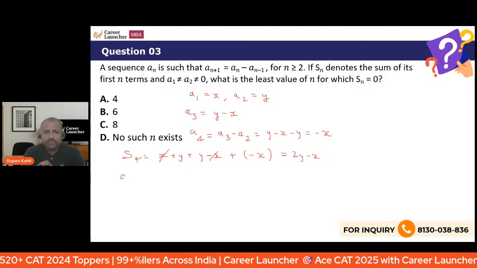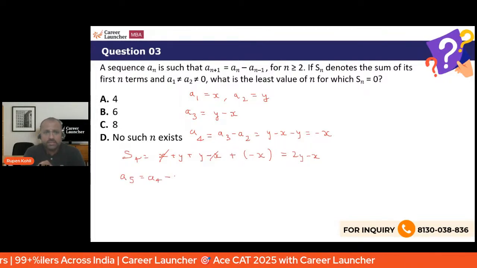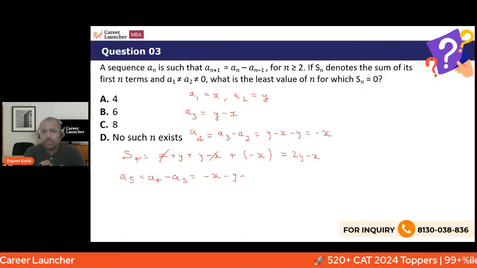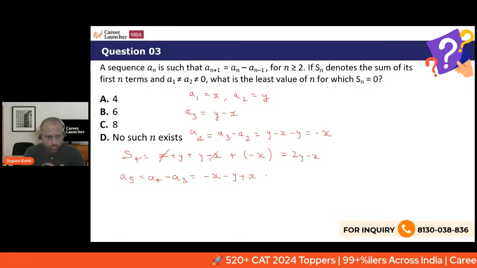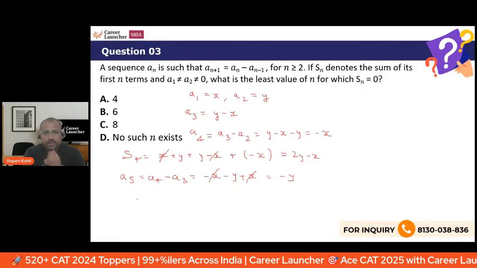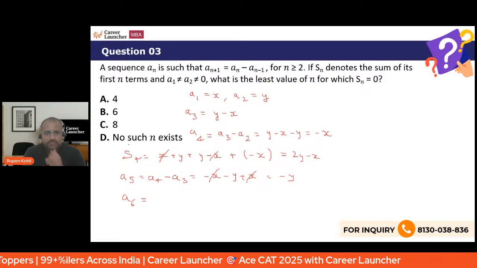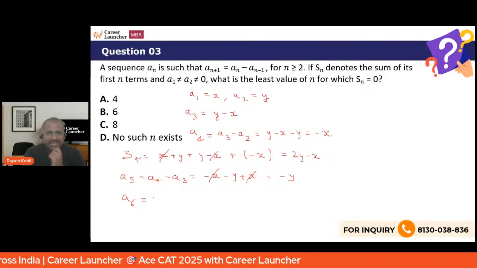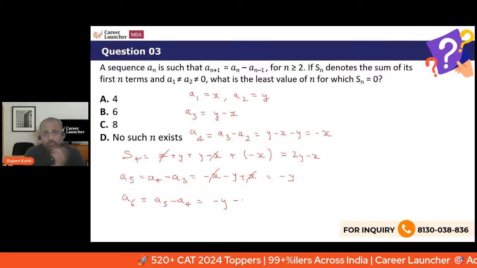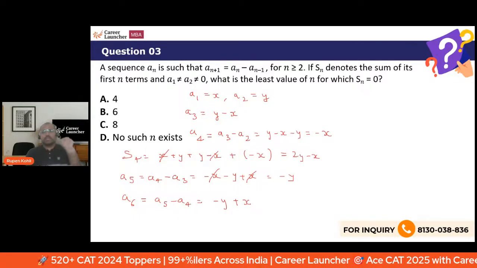So let's continue. Let's find A5. A5 will be A4 minus A3. A4 is minus x, and A3 is y minus x, so negative of that, so minus of y minus x, or minus y plus x. This cancels off, and minus y. 5 is not an option, so I'm not checking S5. A6, so A6 is A5 minus A4: minus y, and minus A4, which was minus x, so minus of minus x is plus x, so minus y plus x.